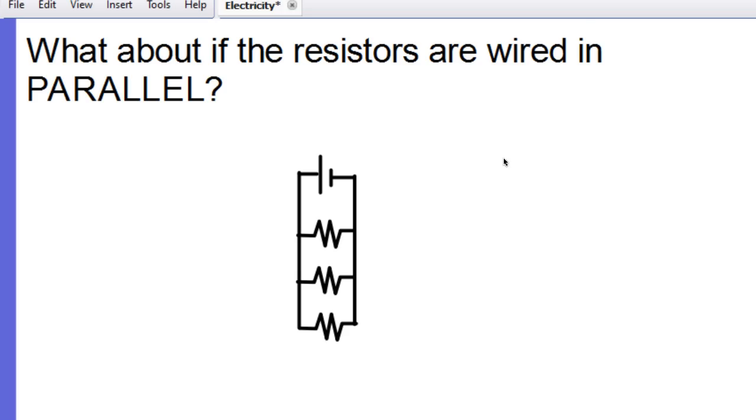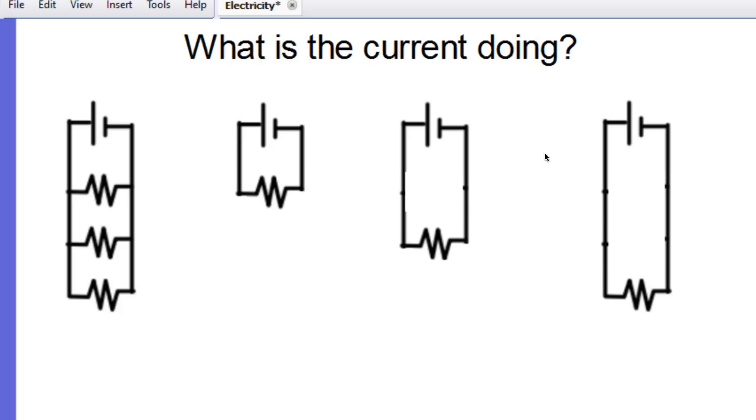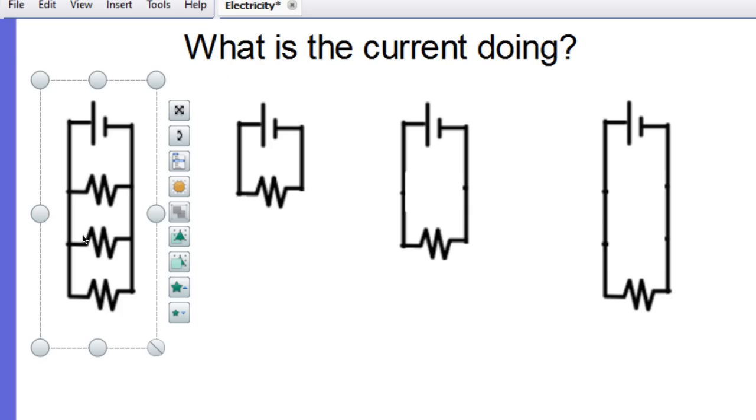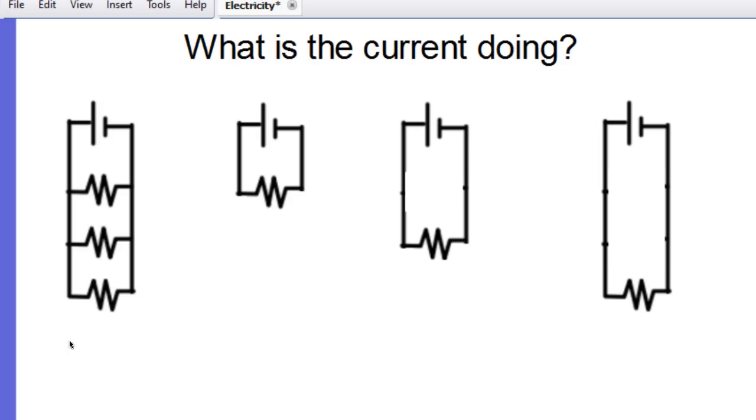All right, but what about if we got this stuff wired in what's called parallel? So we got this wonky setup here. What does that mean? What is going on in this case? Do the rules of the series equations still apply? The answer is no. Here on the left, I have a parallel circuit. Let's break it into its parts, shall we?